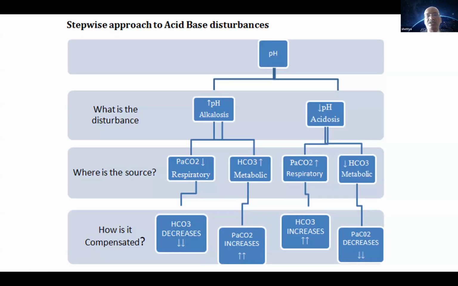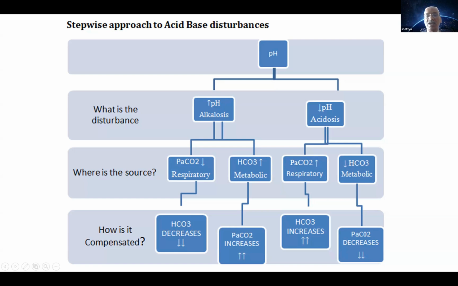So the approach is always to look at the pH. If the pH is high, it's alkalemia, and the main process is going to be alkalosis. If the pH is low, it's acidemia, and the main process is going to be acidosis. If the person has acidosis as the main disorder, then look at the PCO2 and bicarbonate. If the PCO2 is high, that means respiratory acidosis. If the bicarbonate is low, it is metabolic acidosis.